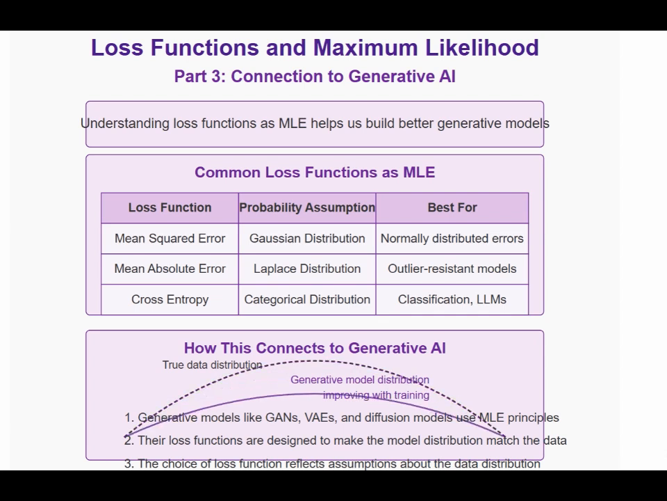This connection helps explain both the strengths and limitations of generative models. They excel at capturing common patterns in their training data because maximum likelihood estimation prioritizes the most frequently observed patterns. However, they may struggle with rare but valid examples that don't contribute as strongly to the likelihood function, which explains some of the ongoing challenges in ensuring diversity and coverage in generated outputs.